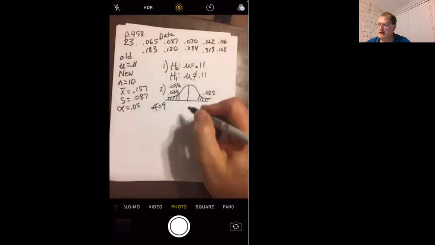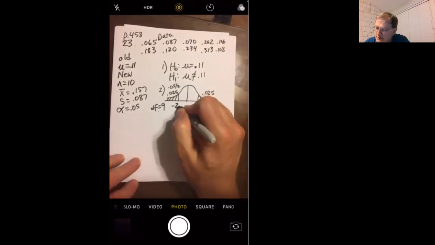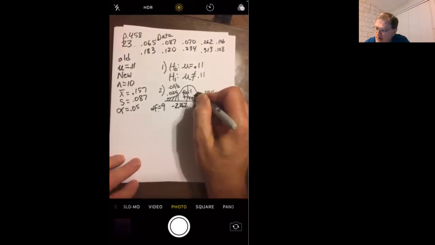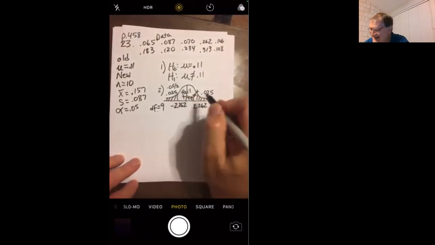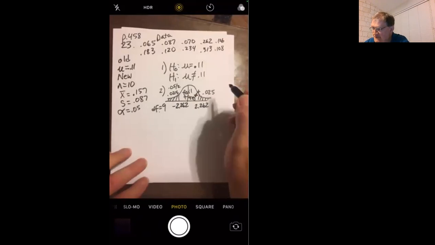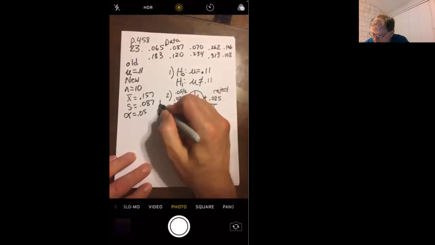2.262. Degrees of freedom 9, area in 1 tail is 0.025, area in both tails is 0.05. It's 2.262 that way, negative 2.262 there, fail to reject in the middle. If we get a t on either end, bigger than 2.262 standard deviations, it is significant. Reject, reject.